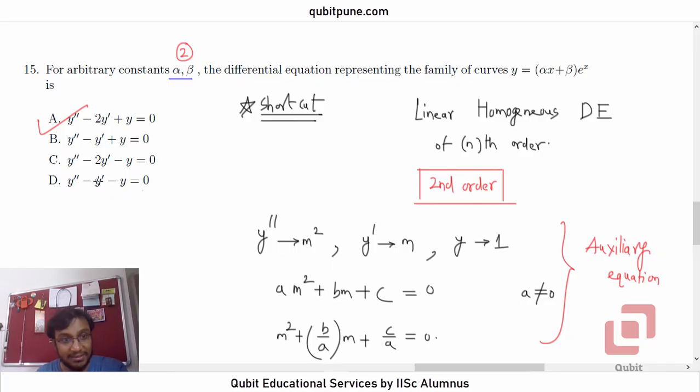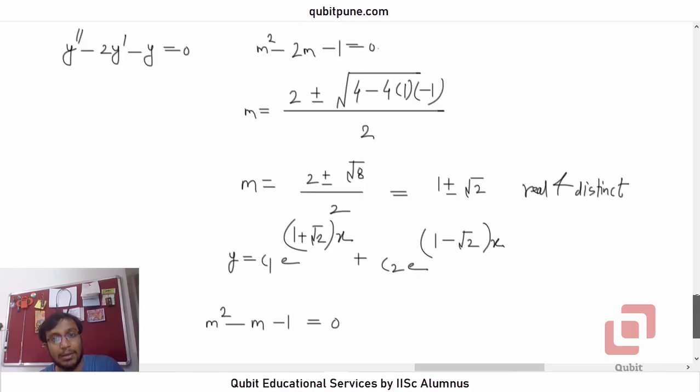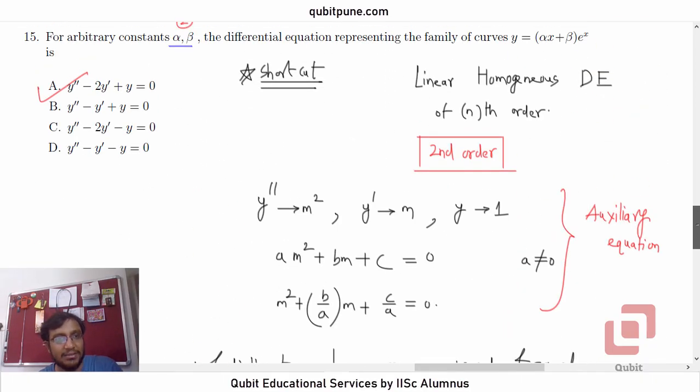Now let's consider option D. I think it has complex roots. Let's figure that out. What is the auxiliary equation? m squared minus m minus 1 equal to 0. No, I don't think option D has it.